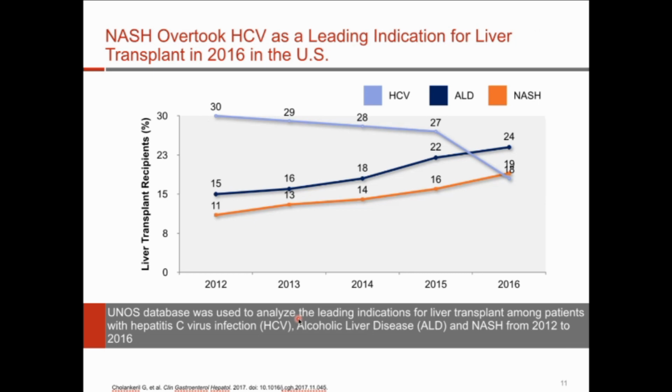Now, what's also important to recognize is that we always think of alcoholic liver disease being the top reason for liver transplantation. And prior to that, it was hepatitis C infection. Well, since we've become so amazing at eradicating hepatitis C due to the antiviral therapies we've had, NASH has now overtaken hepatitis C as a leading cause of liver transplant in the US in 2016. And this is also happening in Canada.